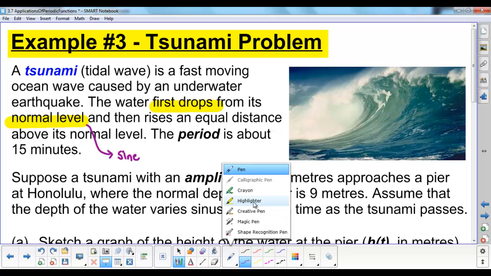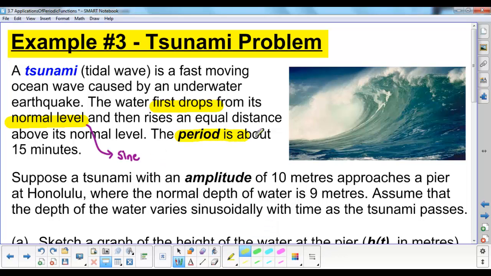It also tells us exactly what the period is, 15 minutes. In this case, we're lucky. We don't have to calculate amplitude. It is given to us. Amplitude of 10 meters. And it also tells us what our midline is. It tells us what that normal level is, and that's 9 meters.